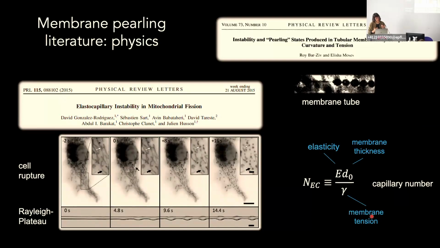And so the balance between the two tells you about this transition between a membrane tube and an undulating pearled tube. And so this gives you a dimensionless number called the capillary number. And depending on where the system is with respect to elasticity versus membrane tension, you can have either pearled states or tubular states. You switch between something that looks like a tube and something that looks like a pearl.